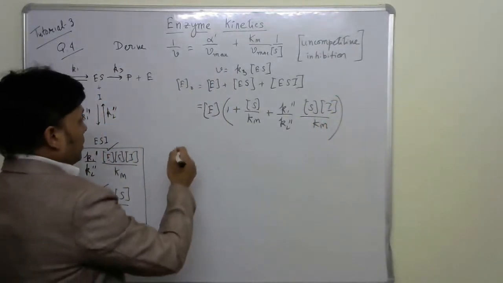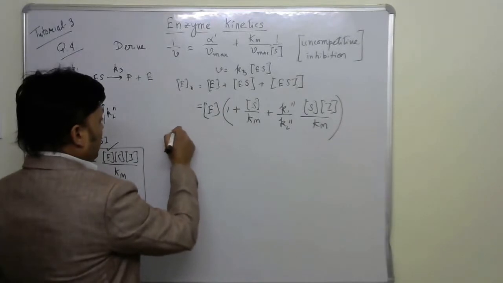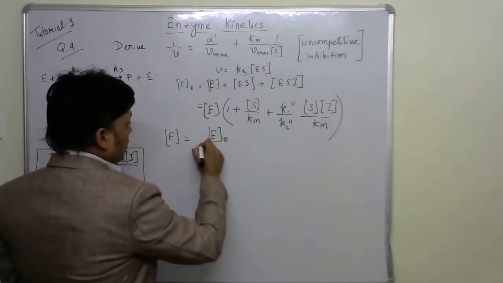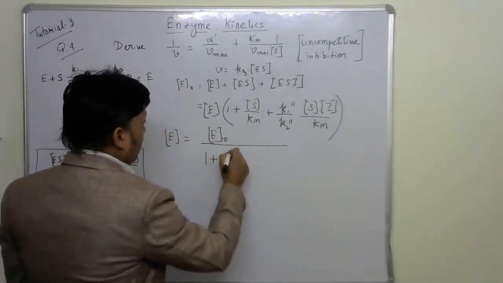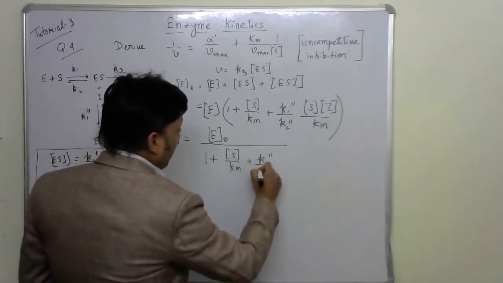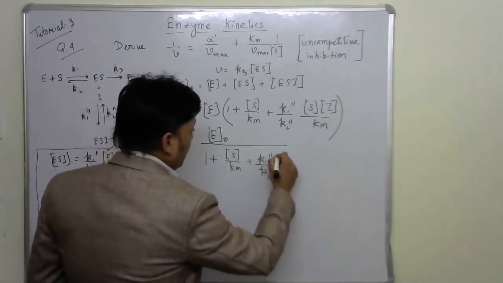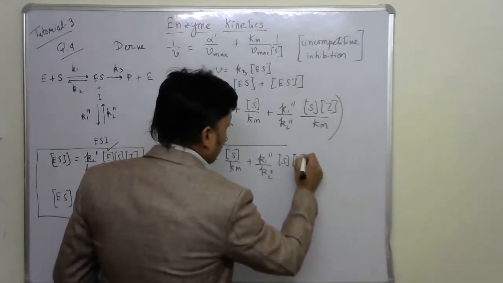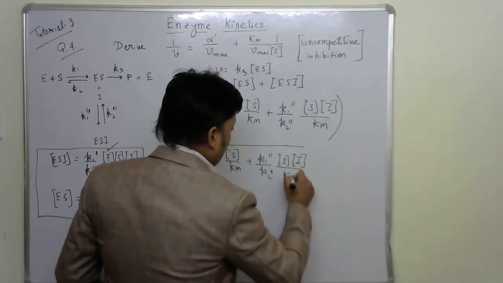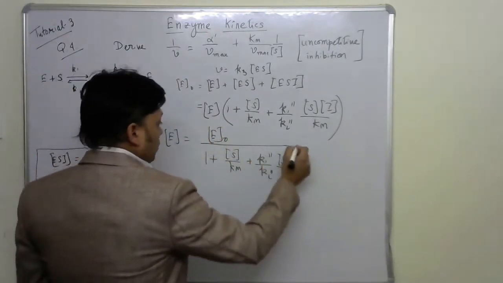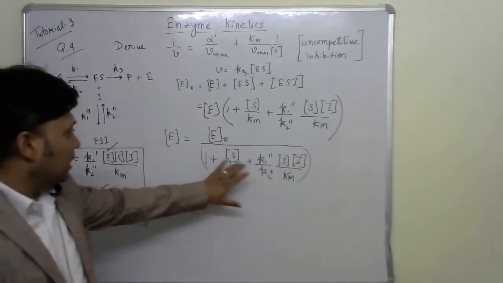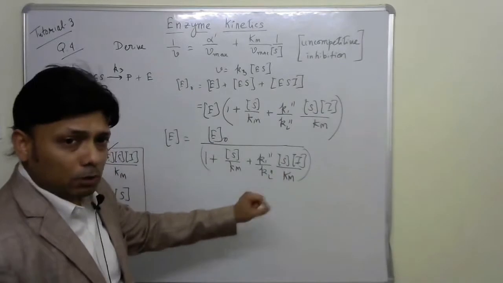So from this, you see, now we can easily find the expression for E. So the expression for E becomes E naught divided by 1 plus S divided by Km plus K1 double prime divided by K2 double prime multiplied by S multiplied by I, and the whole divided by Km. Alright, so now you see that this value E is now expressed in terms of measurable quantities.